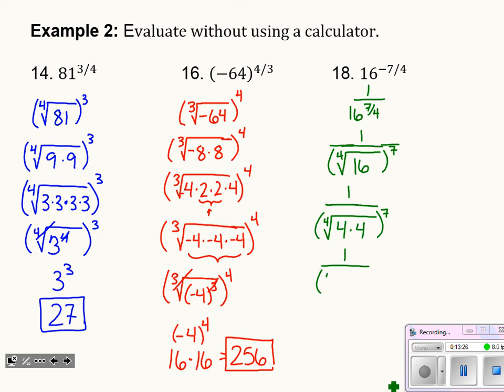Okay, so I've got the 4th root of 2 to the 4th, and I got my 4th root and 4th power underneath to cancel each other out. So really, that's like 1 divided by 2 to the 7th. And 2 to the 7th, it's a big one. It's 128. So I've got 1 over 128. And again, we may have some work to do off to the side by scratch.